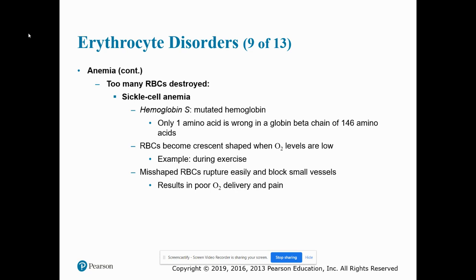And then there's sickle cell anemia. People with sickle cell anemia have hemoglobin S, which is a mutated hemoglobin. It's actually only one amino acid in the wrong place in the globin beta chain of 146 amino acids. So what happens is when oxygen levels are low, the red blood cells become crescent shaped. Just for example, if the person were to exercise, their oxygen levels would drop, and then their red blood cells would become crescent shaped. Those misshapen red blood cells rupture easily, block small blood vessels, and result in poor oxygen delivery and, unfortunately, pain.